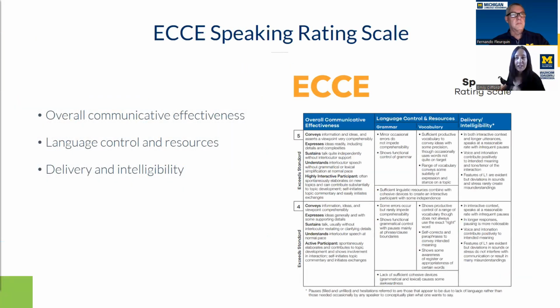So the speaking rating scale, this is how the certified raters rate the speaking exam. It's a very long rating scale. We don't have time to go into it in too much detail, but the categories are the overall communicative effectiveness, the language control and resources, including grammar and vocabulary, and finally, delivery and intelligibility, so fluency and hesitation, intonation, things like that.